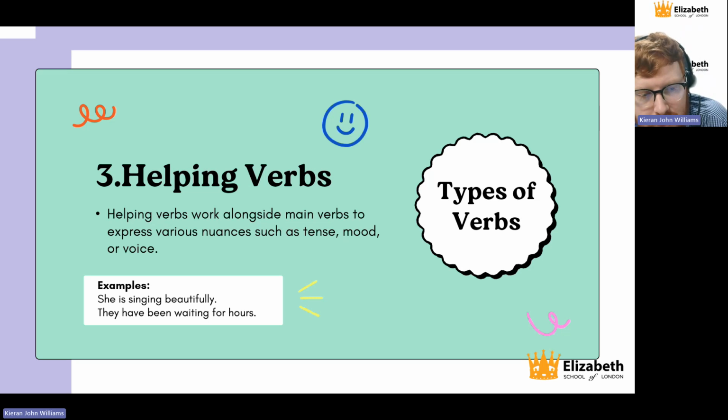So we've got here, she is singing beautifully. The main verb here is singing, but we also have the helping verb is. The helping verb is tells us that it is continuous. They have been waiting for hours. The main verb here is waiting. We have two helping verbs, have and been, and they tell us that this sentence is present perfect continuous.